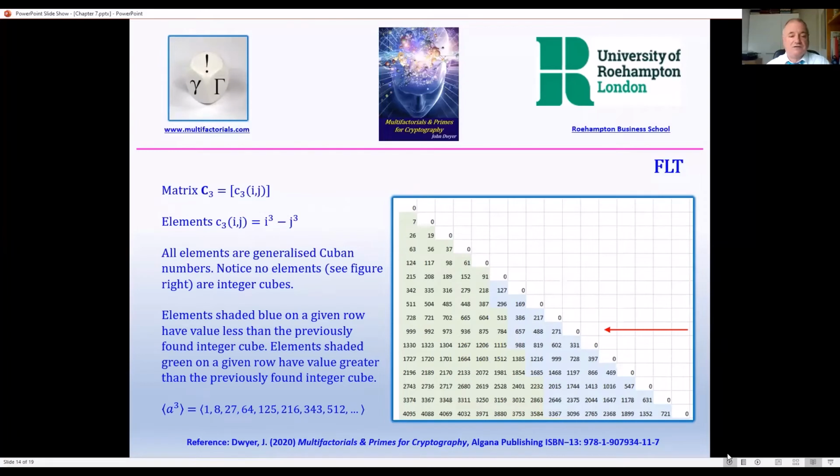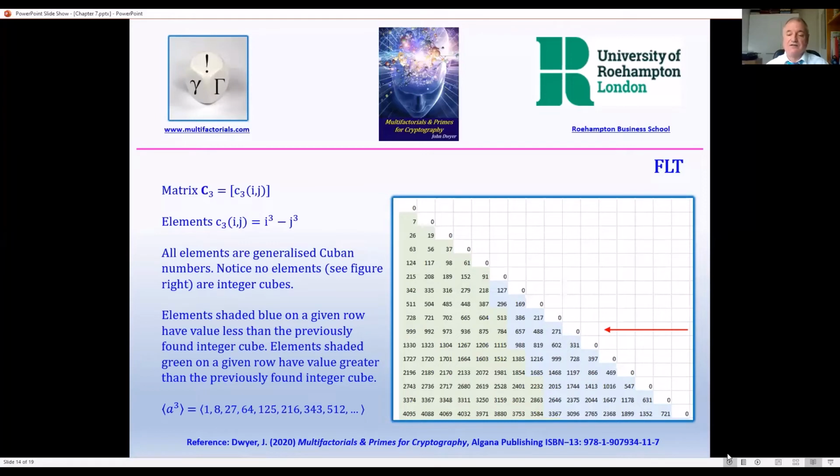They are the differences between third powers, i cubed minus j cubed. Let's look at the 10th row. The first element that we encounter is 271. This is less than 729, the previously found integer cubed.